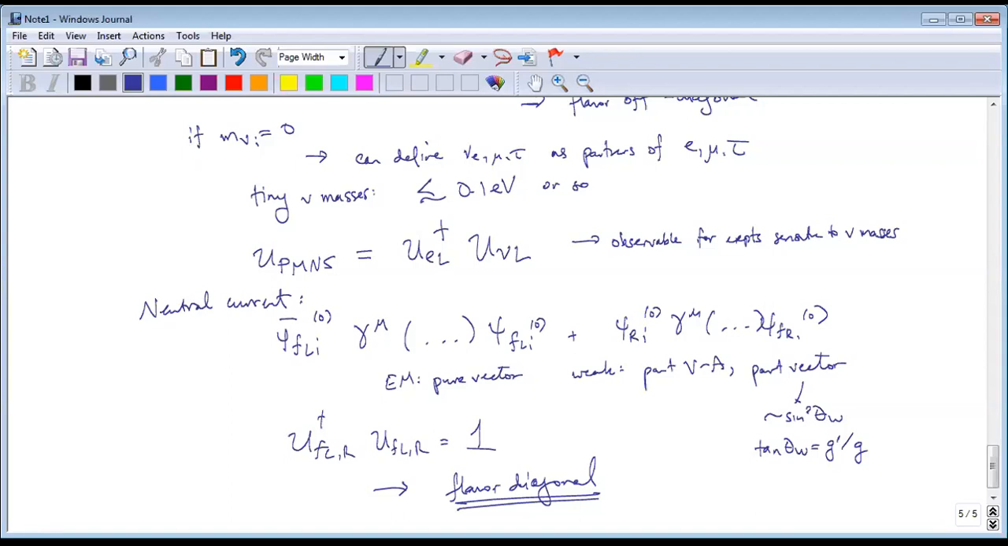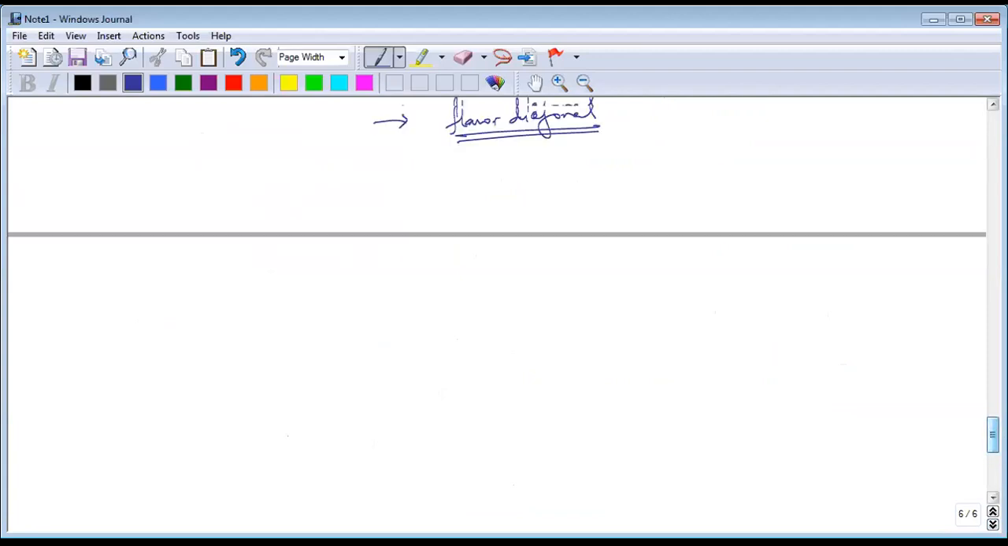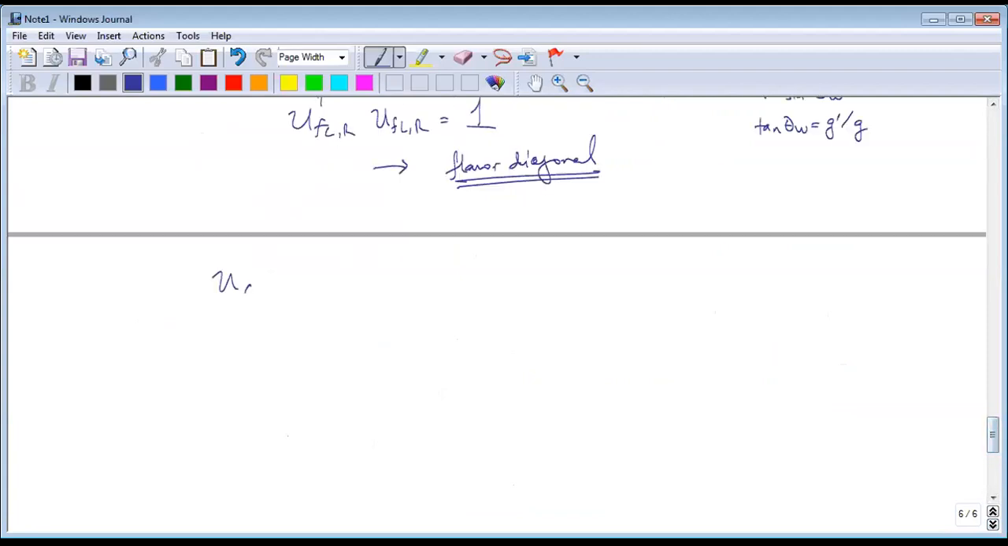And the flavor structure of that charge current, CC, is governed just by our friend the CKM. As I said, I'm neglecting the leptons at the moment. And in this business, this is such an important matrix, I just call it capital V generally.